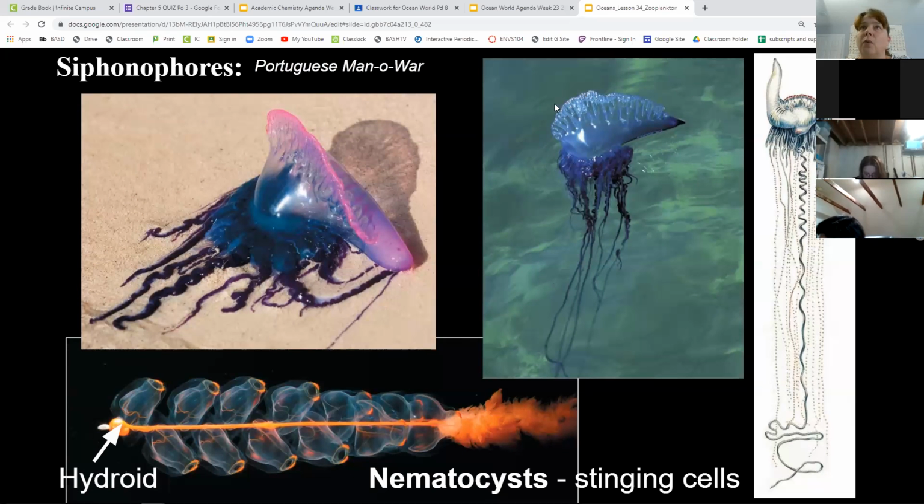And they have adapted a way to create an air sac that essentially keeps them afloat. So all of these little tentacles that are hanging down are thousands and thousands of individual hydroids. And we'll talk about more of this when we get to the actual jellyfish, but every single one of these hydroids has what are called nematocysts. They are stinging cells. Again, we'll talk about these again. But that is why when you touch these organisms, it hurts so much, because they essentially will sting you. And we're going to go into much more detail on the nematocyst later.